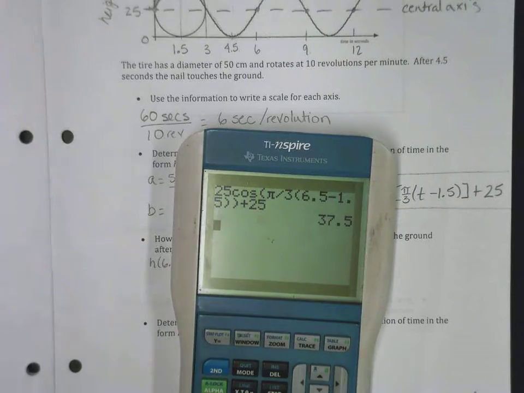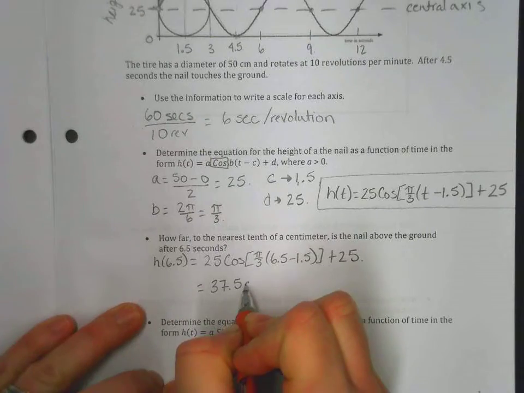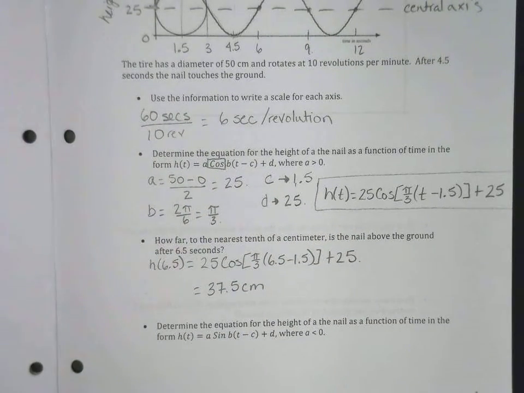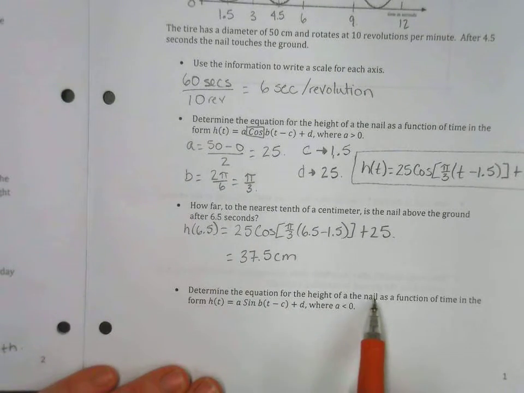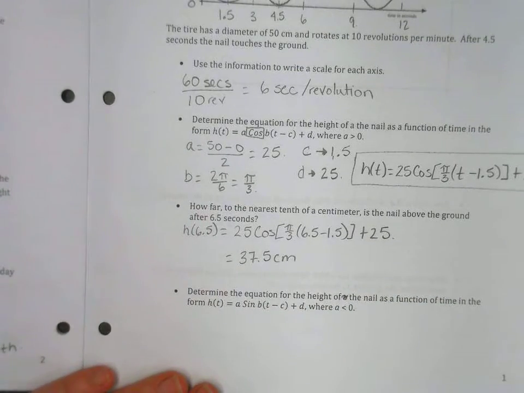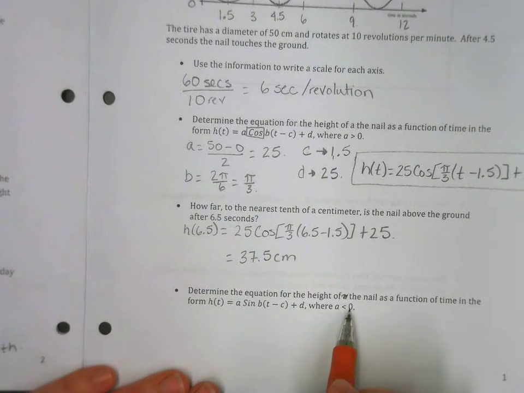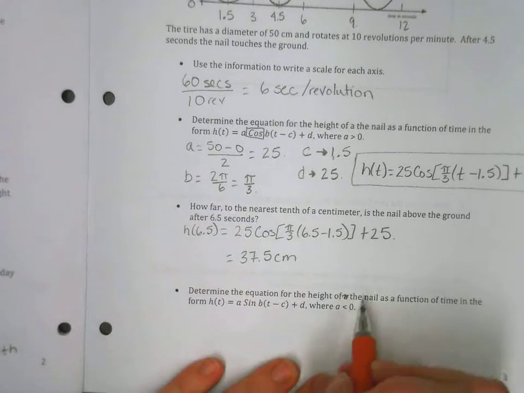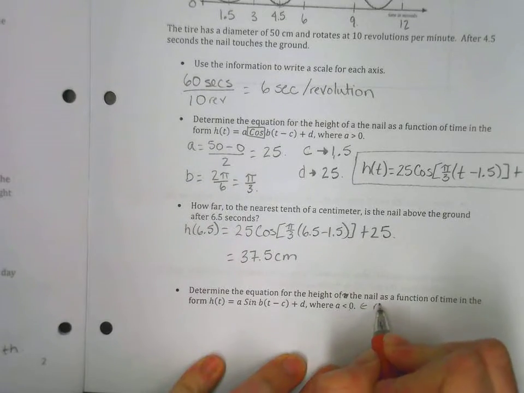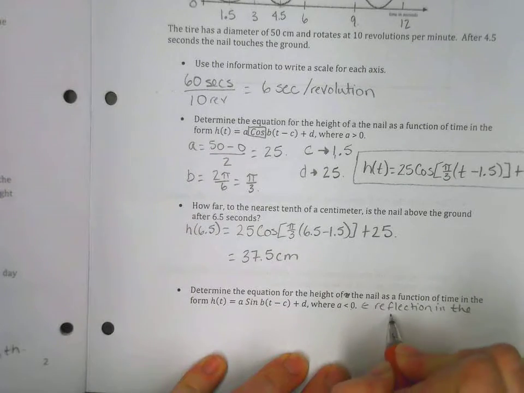Okay, and then the last bullet: determine the equation for the height of the nail as a function of time in the form a sin b(t - c) + d, where a is less than 0 now. So they're telling me that there has to be a reflection in the x-axis. So the only thing that is going to change in our function is our phase shift and our a value. So our a value should now be negative 25.